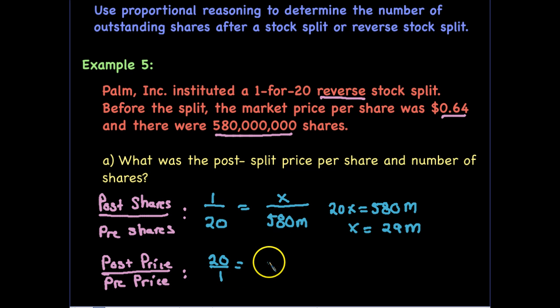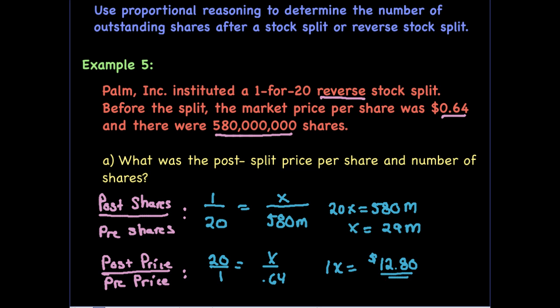Okay, so let's fill in the rest of this ratio. Well, our pre-price is only 64 cents, and we want to know what our post price is. So once again, cross multiply, we get 1x is equal to $12.80. So now, instead of just 64 cents per share, it is now $12.80 per share.